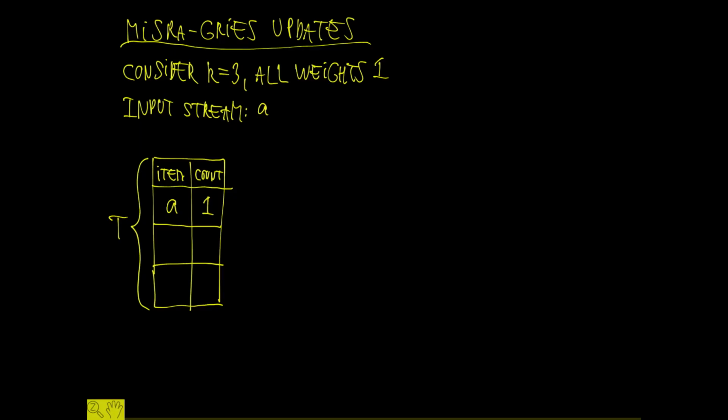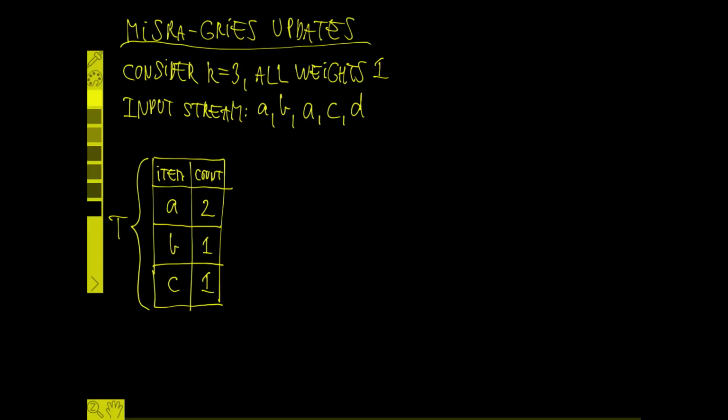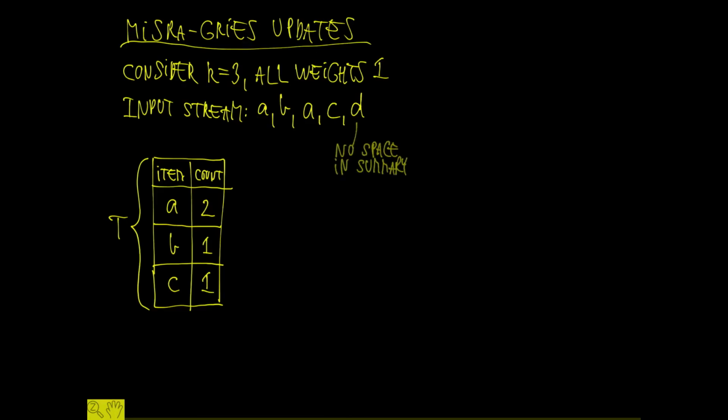Since there is space, we simply insert A with a count of 1. Then we see B in the stream, and it also is inserted with a count of 1. When we see A again, we update the counter so that it's equal to 2. When we see C, we insert it with a count of 1. Now comes a new element D. There's now no space in the summary to just put in D, so we need to do something.